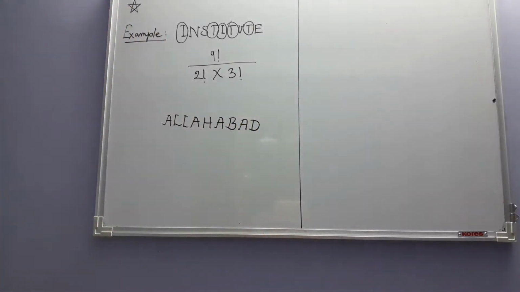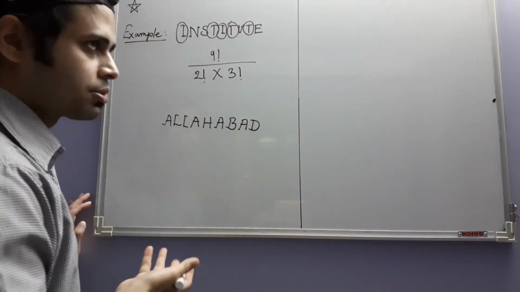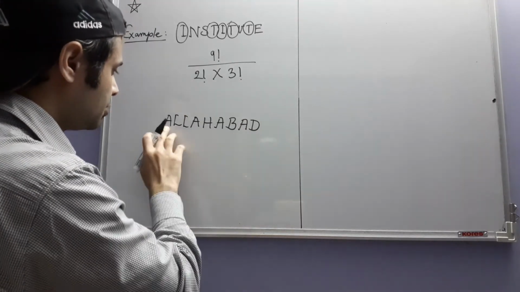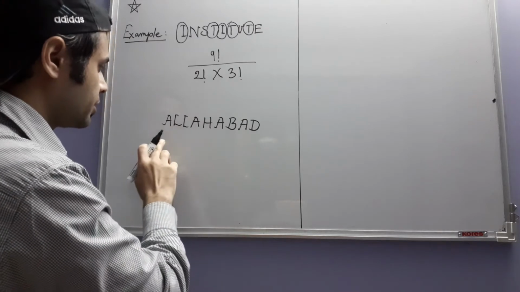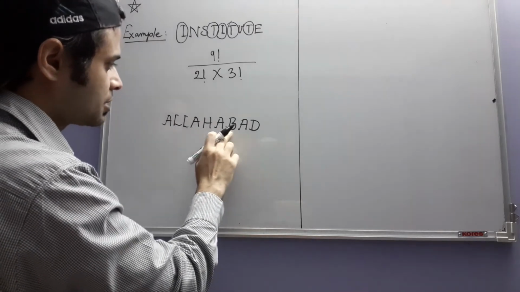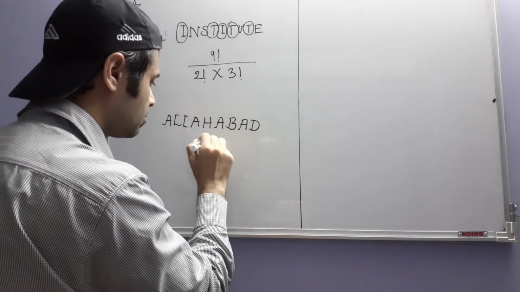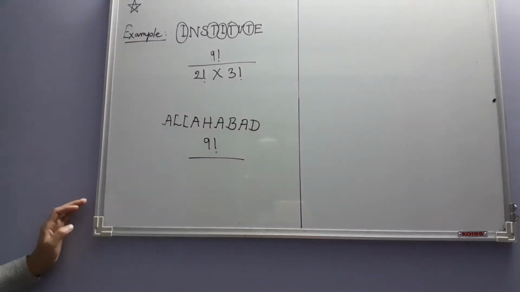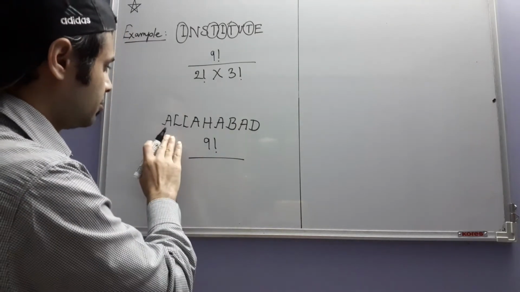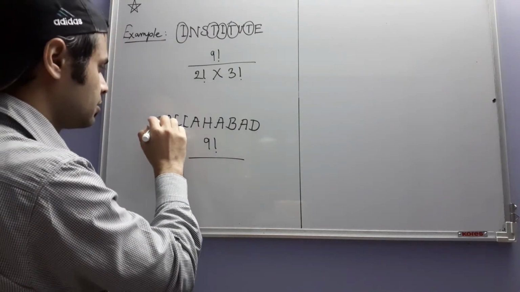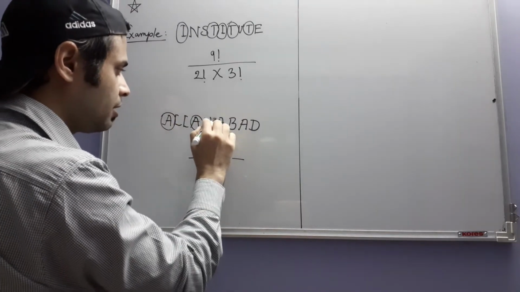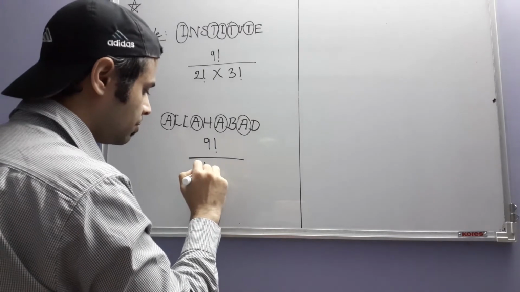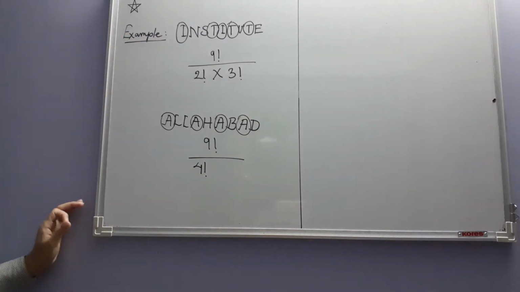Allahabad. For this word also, if we try to find the number of ways of arranging the letters, then first of all, you count the number of letters: 1, 2, 3, 4, 5, 6, 7, 8, 9. Same 9 letters. So 9 factorial divided by, now you see how many times each letter appears. First of all, we have A appearing 4 times. So we divide by 4 factorial.